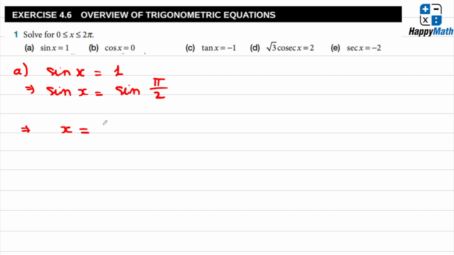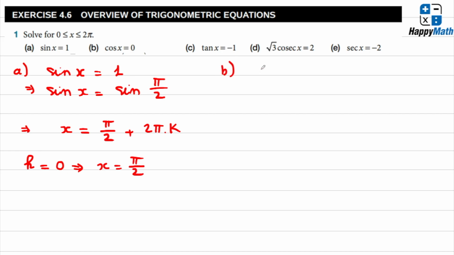For this case, you will have only one solution, pi over 2 plus 2 pi times k. And the interval of x is only from 0 to 2 pi. This means you only have one possible value for k. K equal to 0 means x equals pi over 2 here.